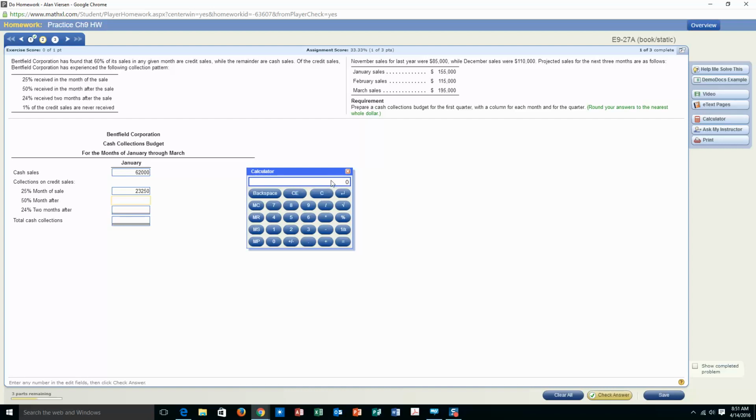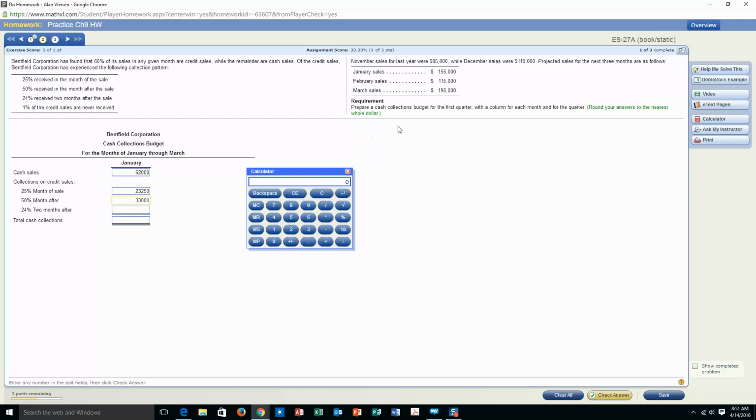So again, I'll clear this. I'll put in the December sales, which up here it says $110,000. Again, we multiply this times 0.6 or 60% times this time 0.5, and it says we're going to collect 33,000 of the month after sales.